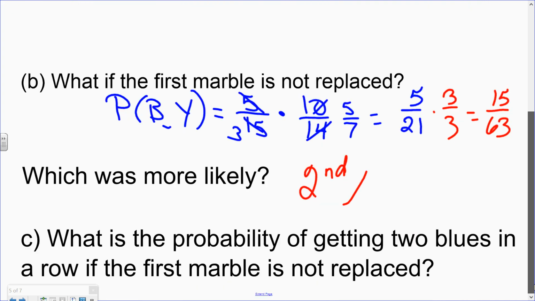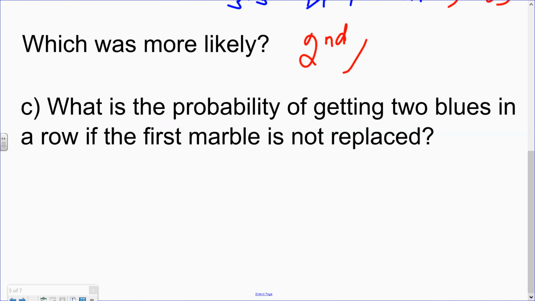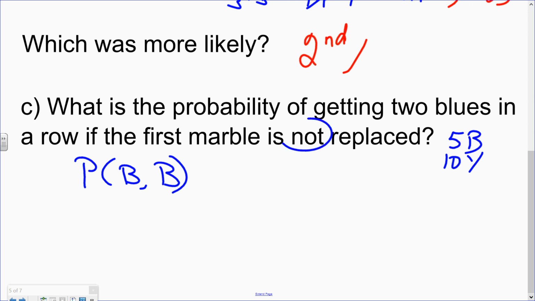Before we leave this jar problem, what if we did a slightly different problem, and I still have 5 blue and 10 yellow in the jar when I start. This time I want to get the probability of getting a blue and then getting another blue, not replacing the marble in between the picks. So Billy, what's the probability for the first blue? So 5 out of 15. And again, thank you for doing that without reducing it.